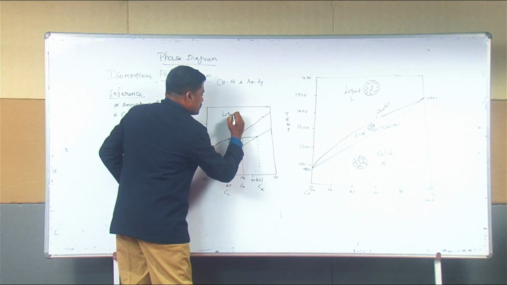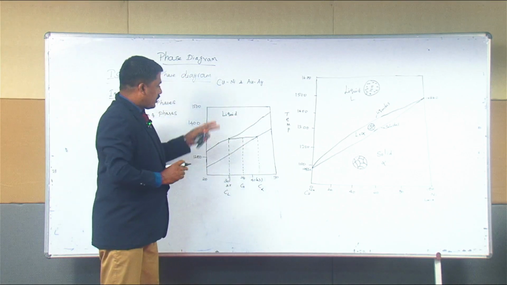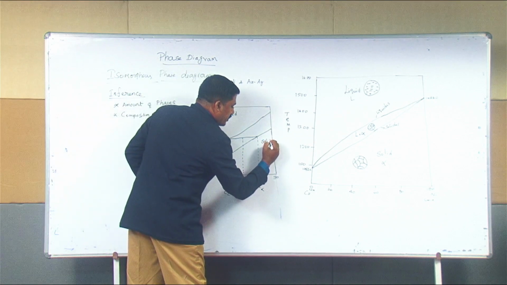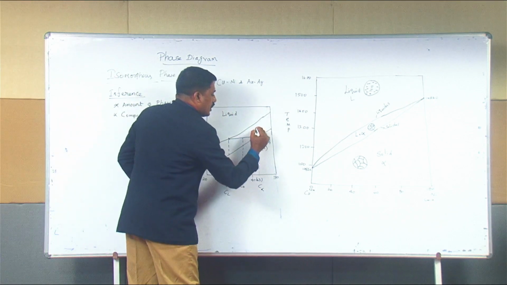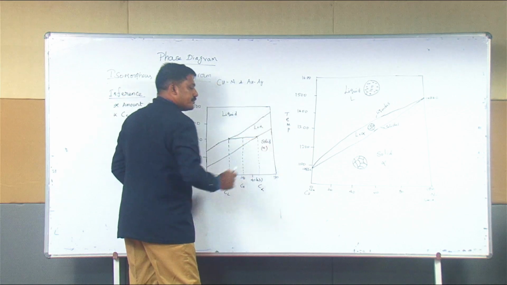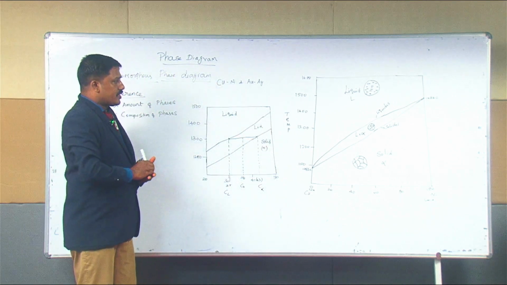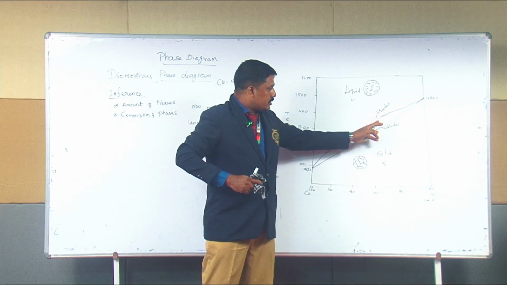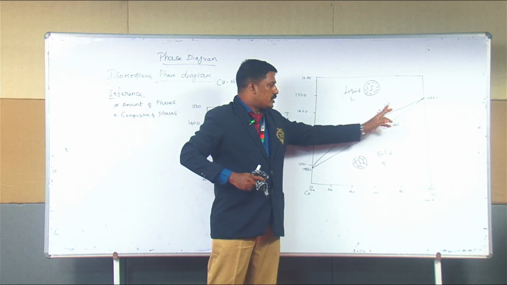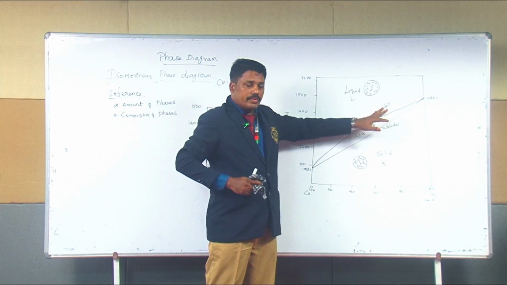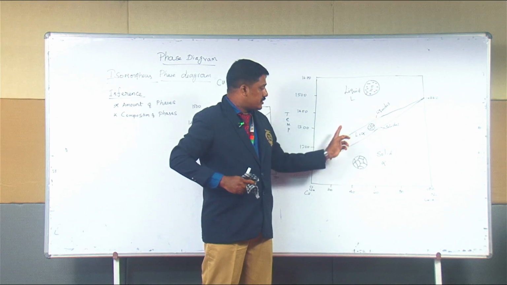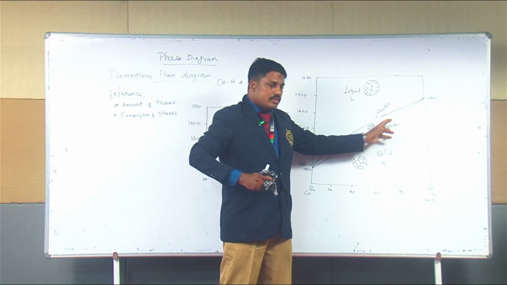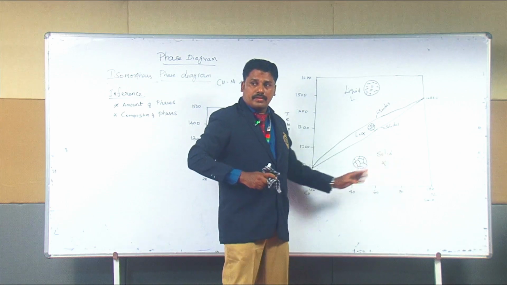This is the liquid region, this is the solid region, the alpha region, and this is L plus alpha. In the isomorphous phase diagram there are two boundaries. One is the liquidus line. The liquidus is the boundary between the liquid and the two-phase region, and the solidus is the boundary between the two-phase region and the solid.